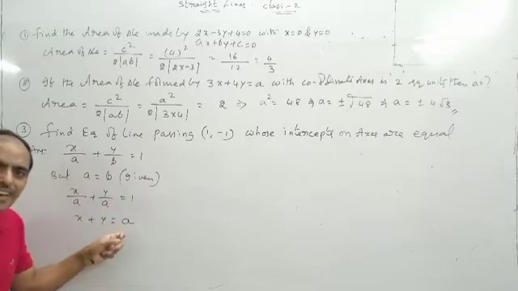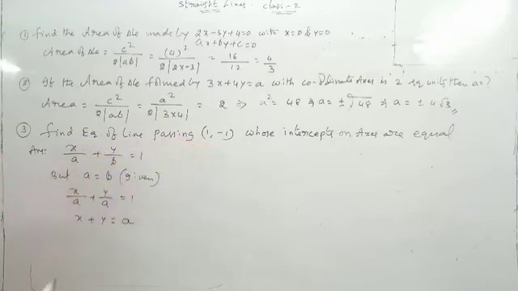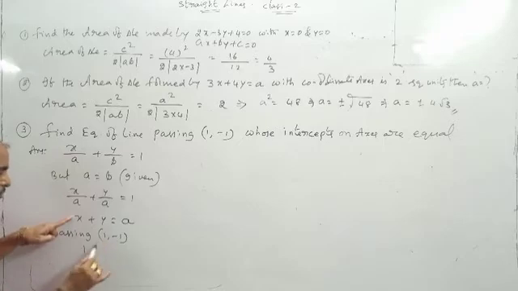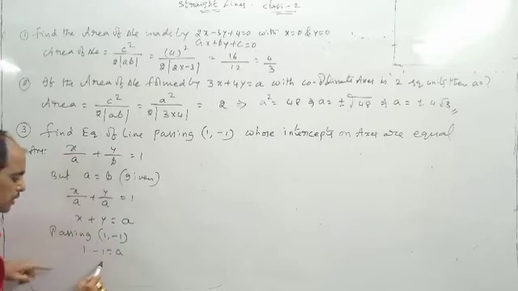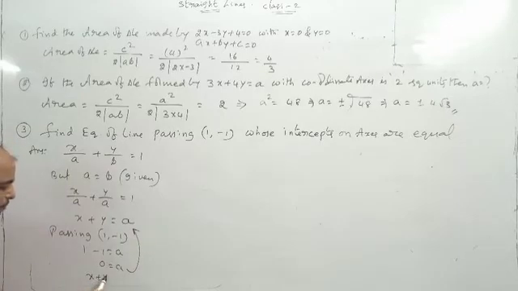Then how to find a? There is a value given. This line is passing through the point 1 comma minus 1. That means replace x with 1, y with minus 1. That is 0 is equal to a. So what about the equation of line? x plus y is equal to 0. So that is the equation of the line. Okay? I will give one more example.